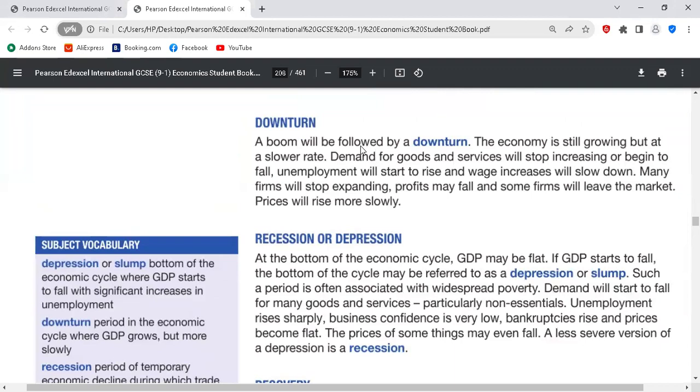Downturn. A boom will be followed by a downturn. The economy is still growing, but at a slower rate. Demand for goods and services will stop increasing or begin to fall. Unemployment will start and wage increases will slow down. Many firms will stop expanding. Profit may fall and some firms will leave the market. Prices will rise more slowly.